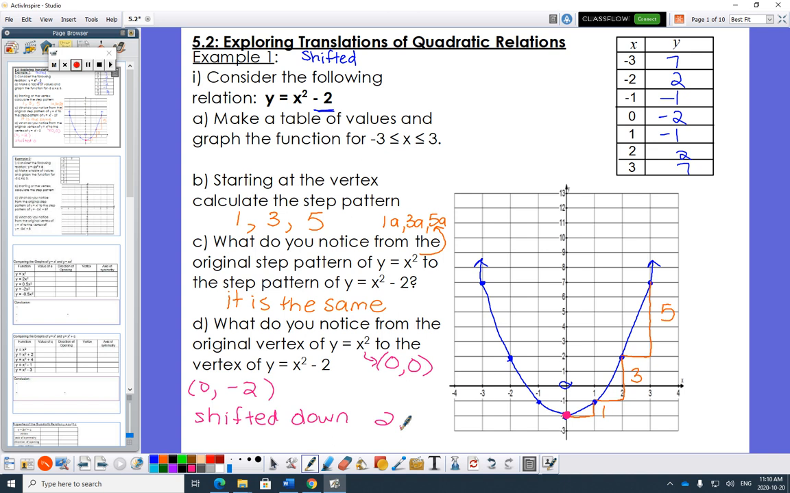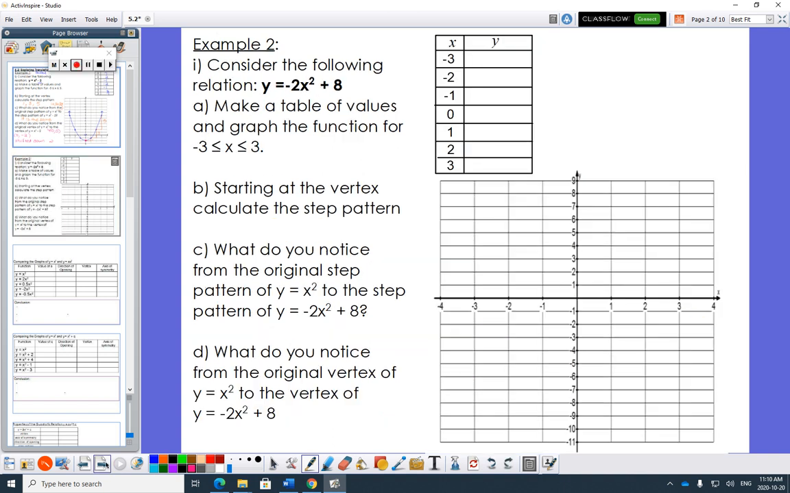So even before we do this, forget about this term for a second. When we look here, what do you think is going to happen to our vertex? If the other one was -2 and it shifted down 2, if it's +8, what do you think is going to happen? Yes. Up 8. Okay, good.